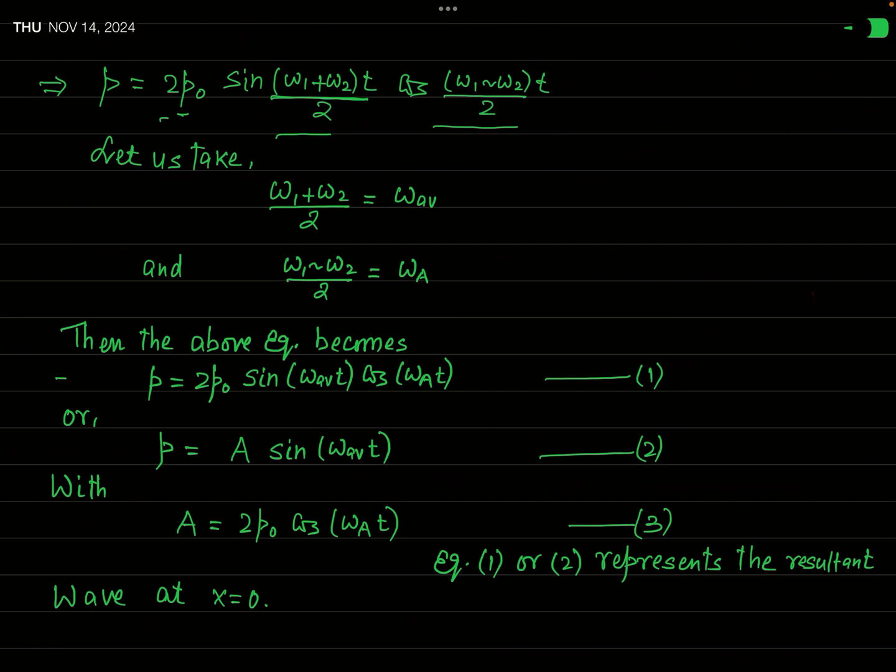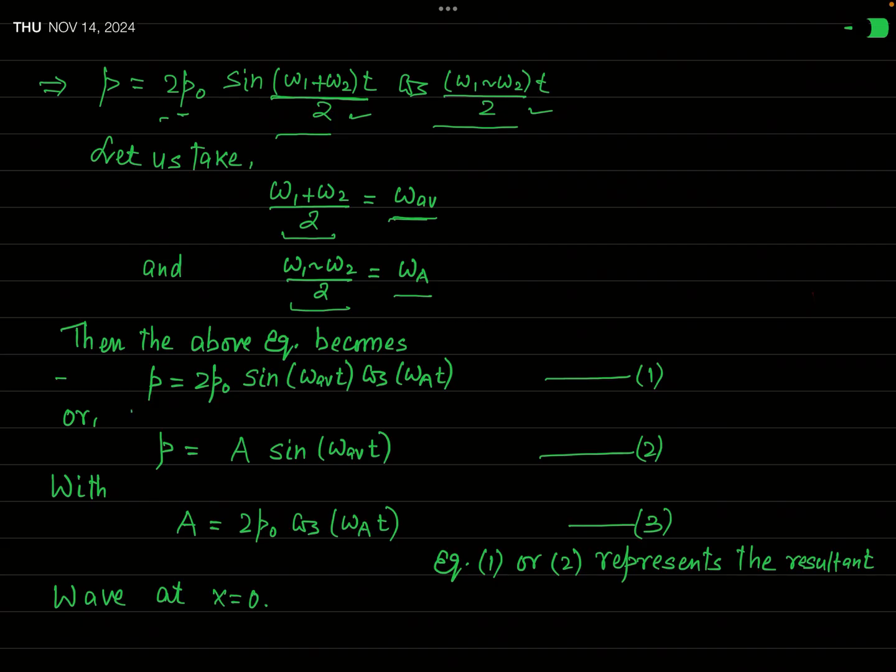Now let us consider that omega 1 plus omega 2 divided by 2 is equal to omega AV. Here the subscript AV represents the average value. You can see this is the arithmetic mean, the average value of omega 1 and omega 2. And we also assume that omega 1 difference omega 2 divided by 2 is omega A. Actually this is called the modulation frequency. You have already learned this in the superposition of two simple harmonic vibrations of slightly different frequencies. So now let us substitute omega AV and omega A.